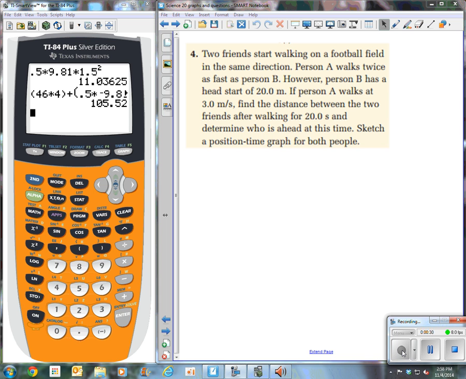So two friends start walking on a football field in the same direction. Person A walks twice as fast as person B. However, person B has a head start of 20 meters. If person A walks at 3 meters per second, find the distance between the two friends after walking for 20 seconds and determine who is ahead at this time.